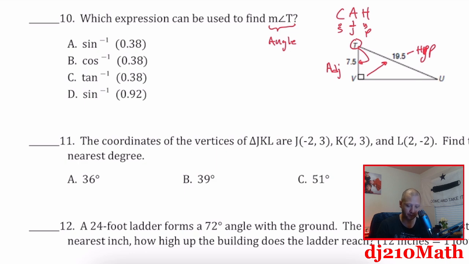So I know I'm going to use cosine. I'm actually not even going to set this up because there's only one. If I did set it up, it would be cosine inverse 7.5 over 19.5. And then you'd go to the calculator to calculate the fraction. But it's cosine, right? Logic will dictate that.